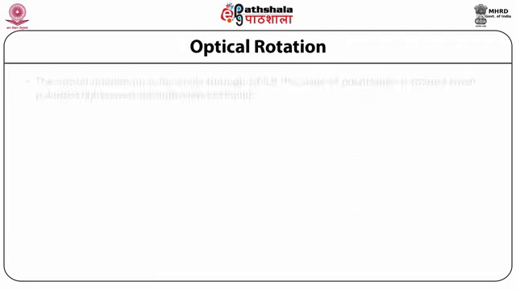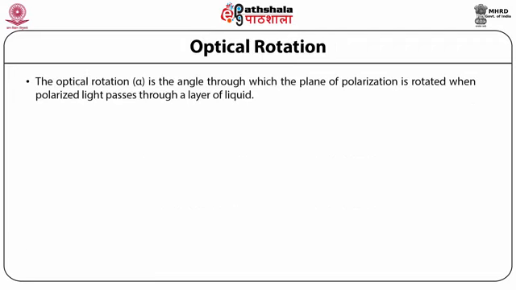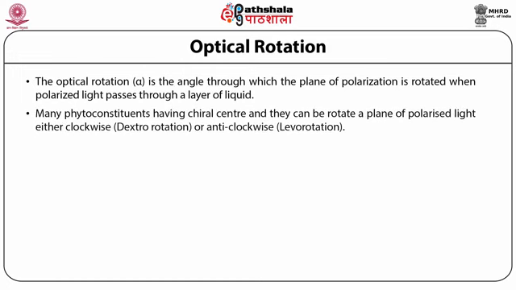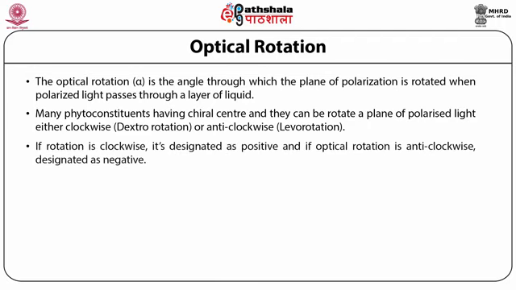Optical rotation is the angle through which the plane of polarized light is rotated when it passes through a layer of liquid. Many phytoconstituents, including some of the constituents present in oils, have chiral centers, and they have the ability to rotate the plane polarized light incident on them. They can change it either to a clockwise direction, which is dextrorotatory, or an anti-clockwise direction, which is levorotation. If rotation is clockwise, it is designated as positive, otherwise in anti-clockwise it is designated as negative.